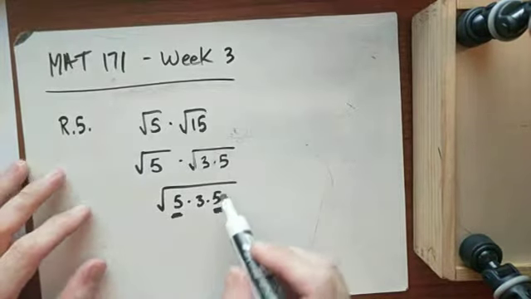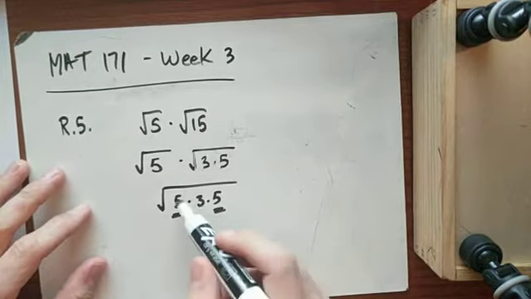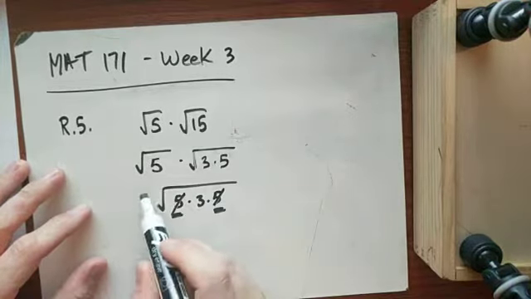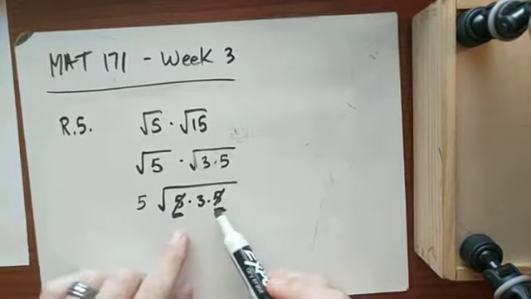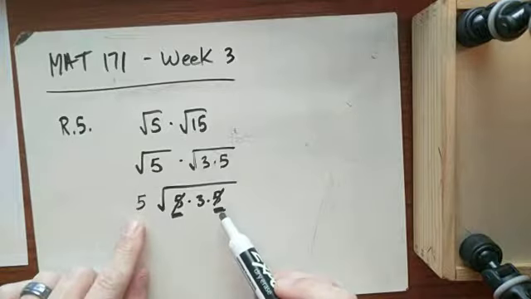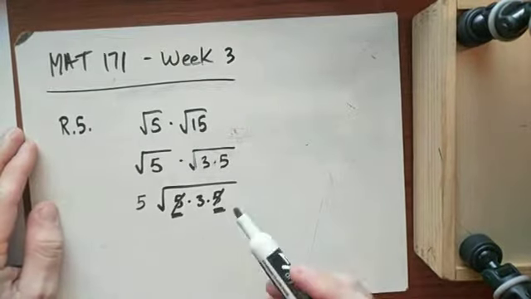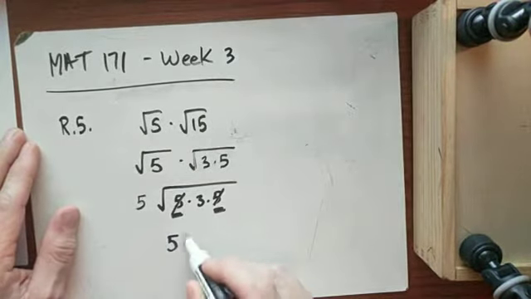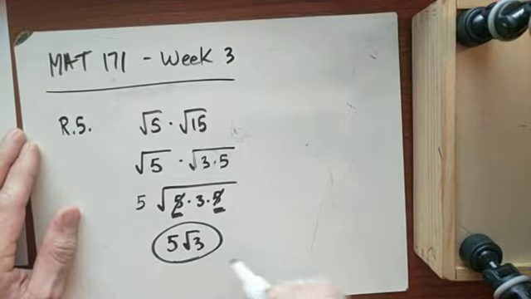So what happens is, if you have a pair of these under a single square root, you can mark out the pair and put one of those factors on the outside. Exactly half of the pair goes on the outside when you do that. If there's not a pair, it stays on the inside. So the answer to this is 5 square root 3.